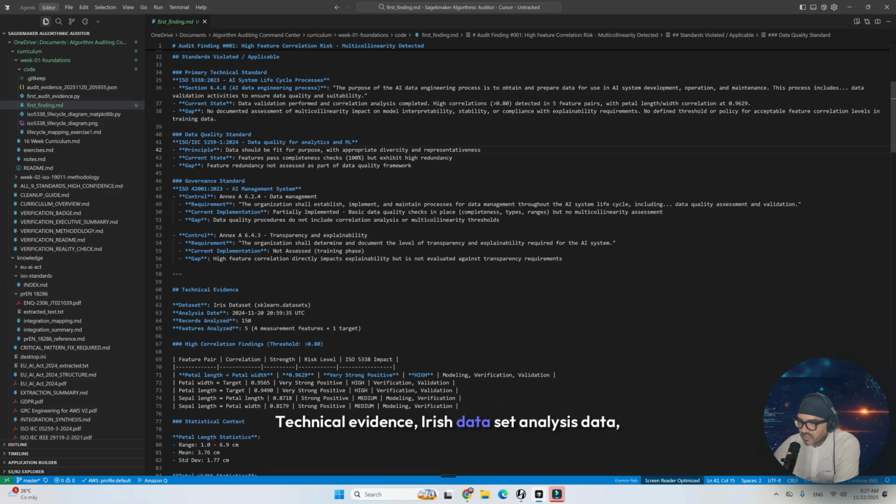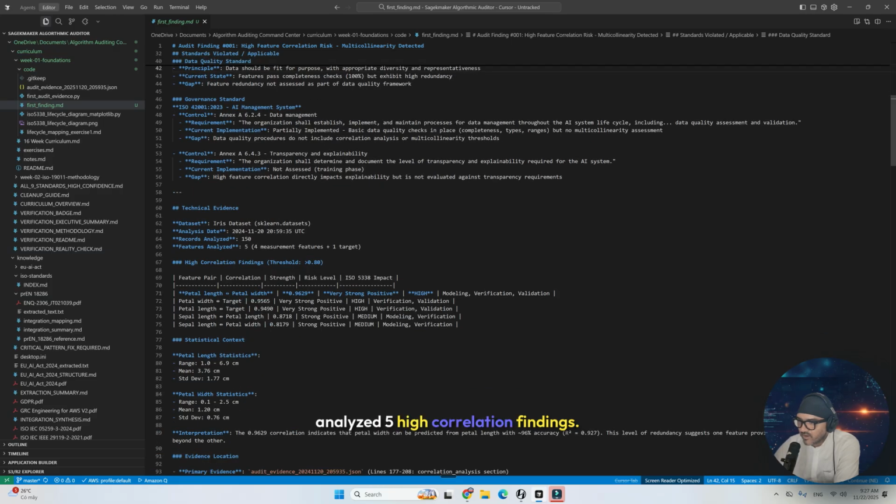Technical evidence, Iris dataset analysis. Data records analysed: 150, features analysed: 5. High correlation findings. What have we got? The feature pair, petal width and target, 0.9. Very strong positive, high correlation. Petal length, 0.959. Very strong positive, high correlation.